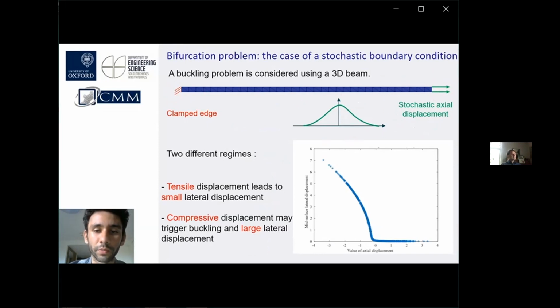There are two regimes. In the regime where the stochastic axial displacement is tensile, the lateral displacement at the end of the tip is not varying greatly with the displacement. However, when this displacement starts to be compressive, it triggers buckling and thus a large lateral displacement, which is the left part of these curves. It is worth saying that each dot of this curve requires one finite element simulation with a given stochastic axial displacement.